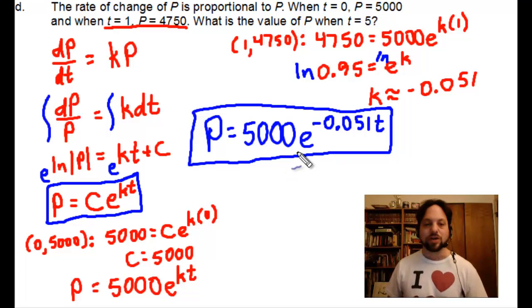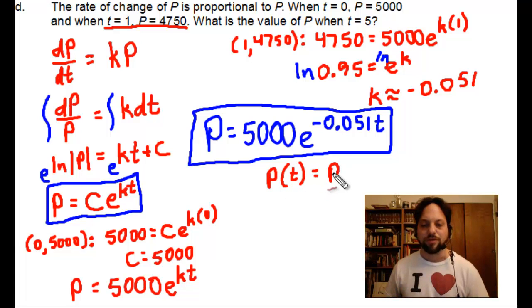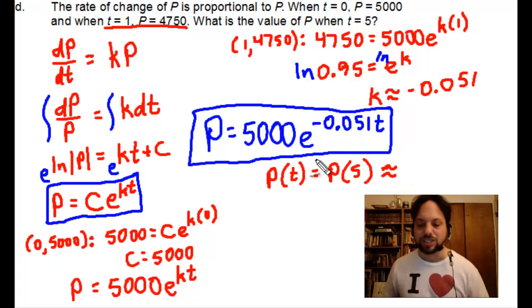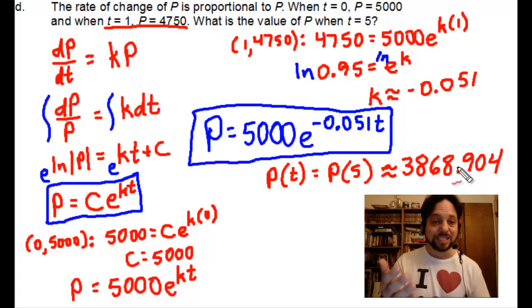All we have left to do here is to solve the last part of this problem, which simply asks, what is the value of p when t is 5? So, let's see, if I call this p of t, what I can do is go ahead and just put 5 in for t. And if I just work all this out, I'm not going to go through the steps of it because, quite honestly, I just did all this in my calculator. But what I got was 3,868.904 for P.